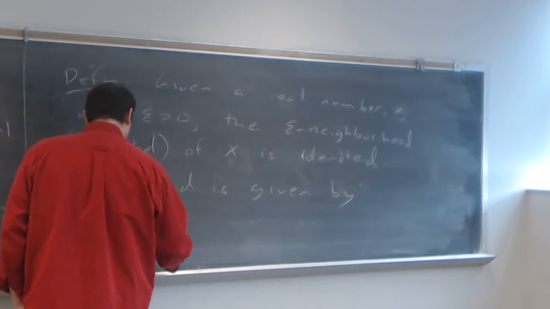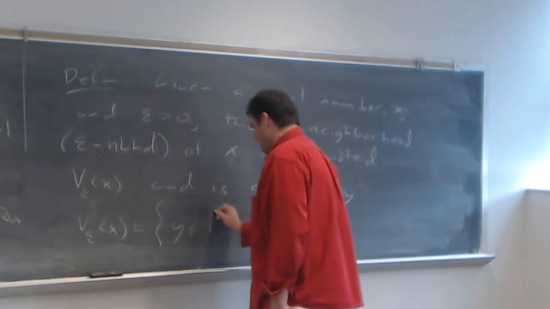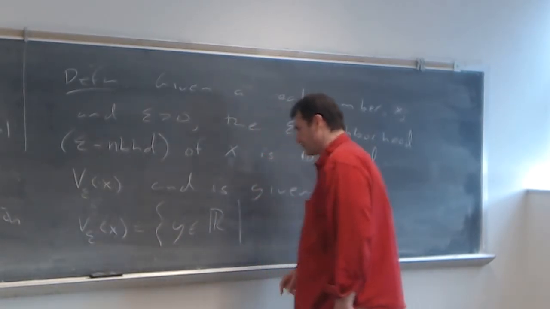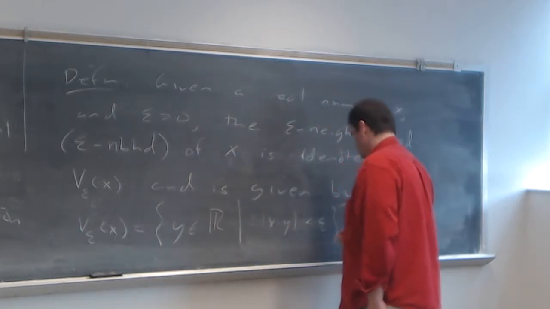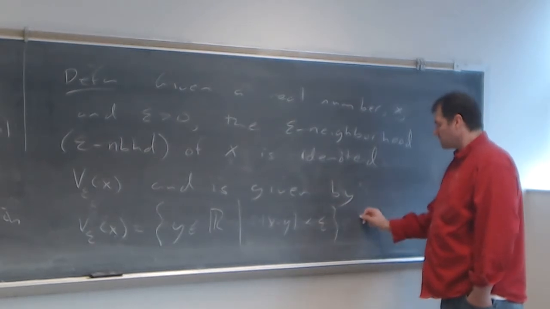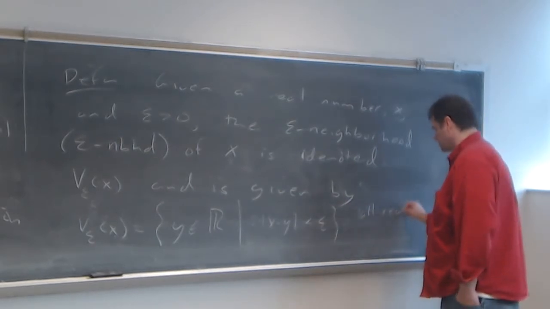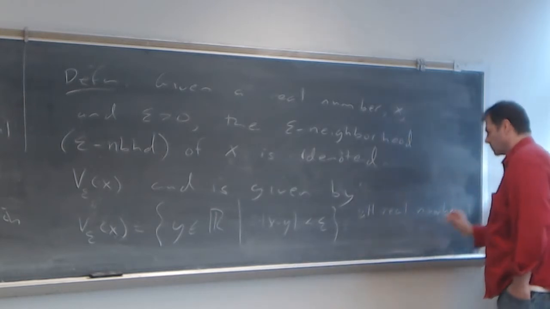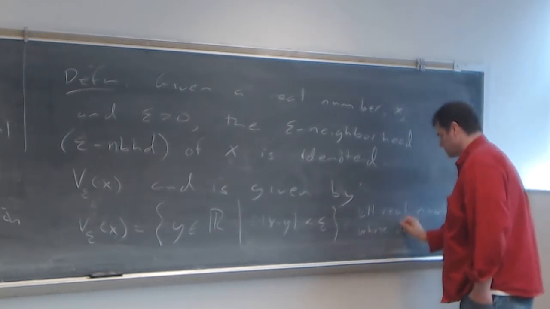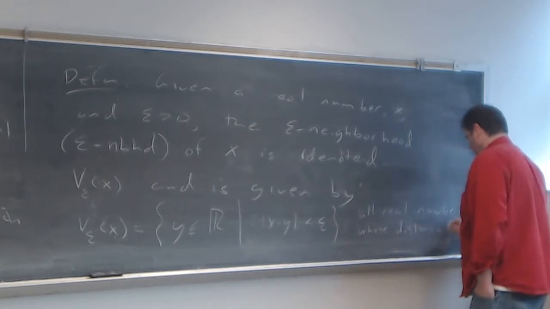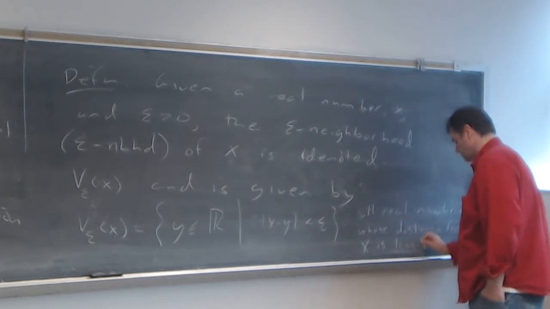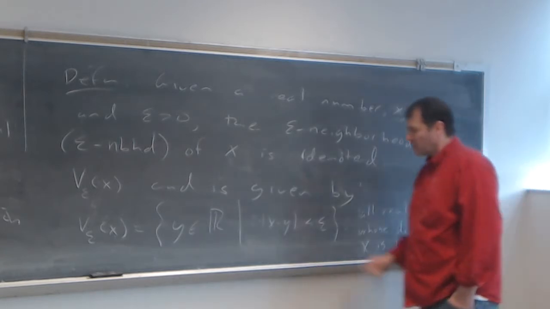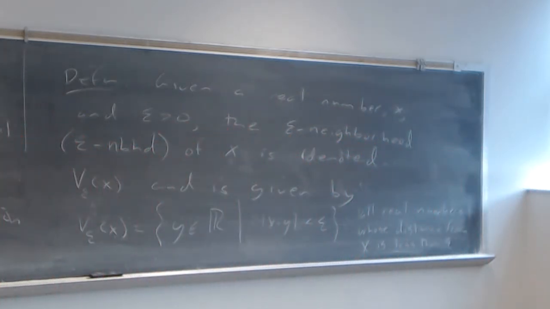But what it's defined to be is the set of all, I'll call them y's. So it's all real numbers y such that the absolute value of x minus y is less than epsilon. That's all real numbers whose distance from x is less than epsilon. Remember, the absolute value of one number minus another number is the distance between those two numbers.